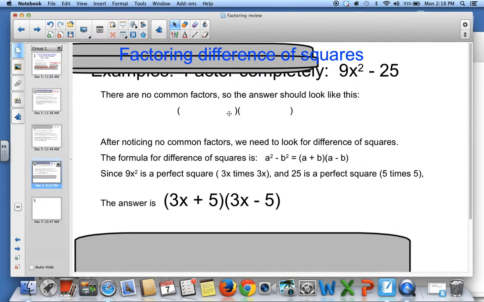Okay, I hope this helps a little bit. Factoring just takes practice, so the more we practice, the better off we're going to be.